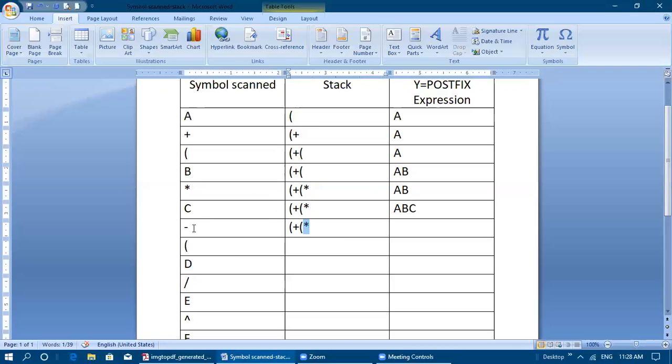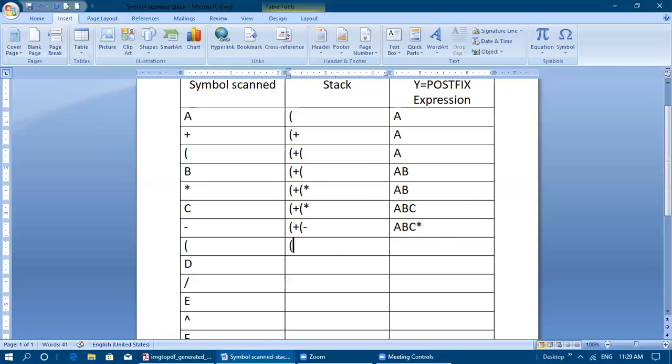So if it is higher, then pop the operators available at the stack until a left parenthesis is encountered. So now we are popping, and A, B, C is written. After that, the star is popped out, and this minus is inserted at the top of the stack. Understood? Now the left parenthesis.